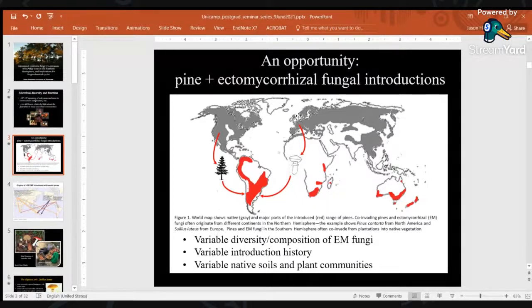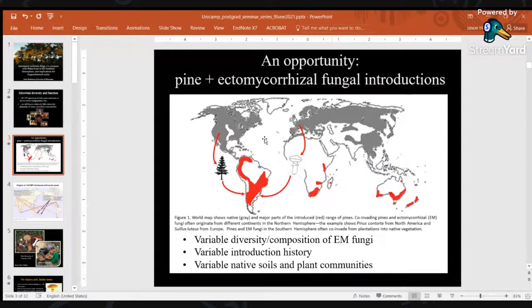In gray, you can see the range of pines, the genus Pinus, which is largely restricted to the northern hemisphere. And in red are many of the places where pines have been introduced into the southern hemisphere. So much of South America, Africa, Australia, New Zealand, and elsewhere.